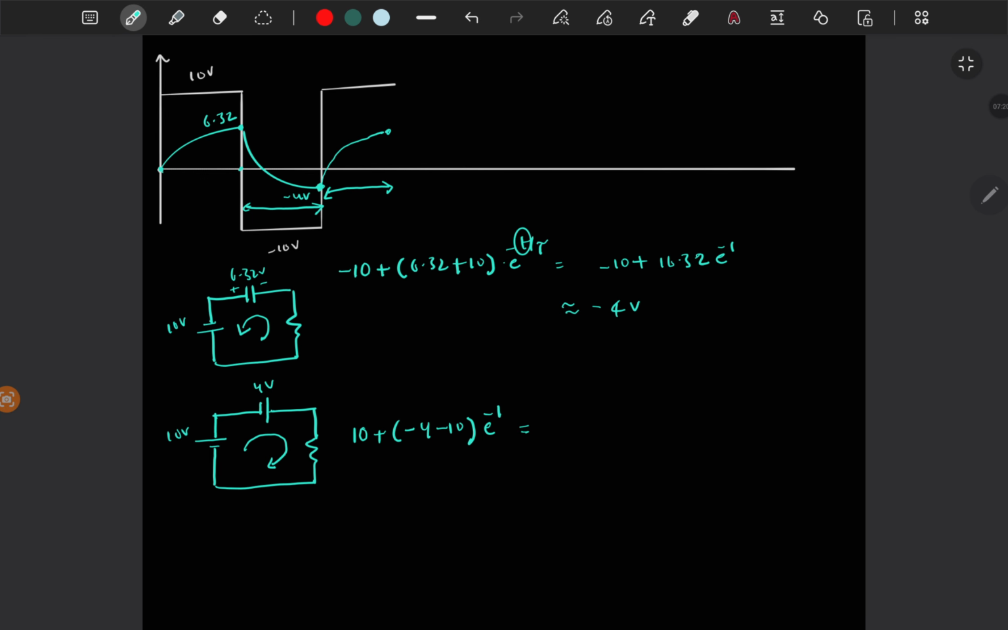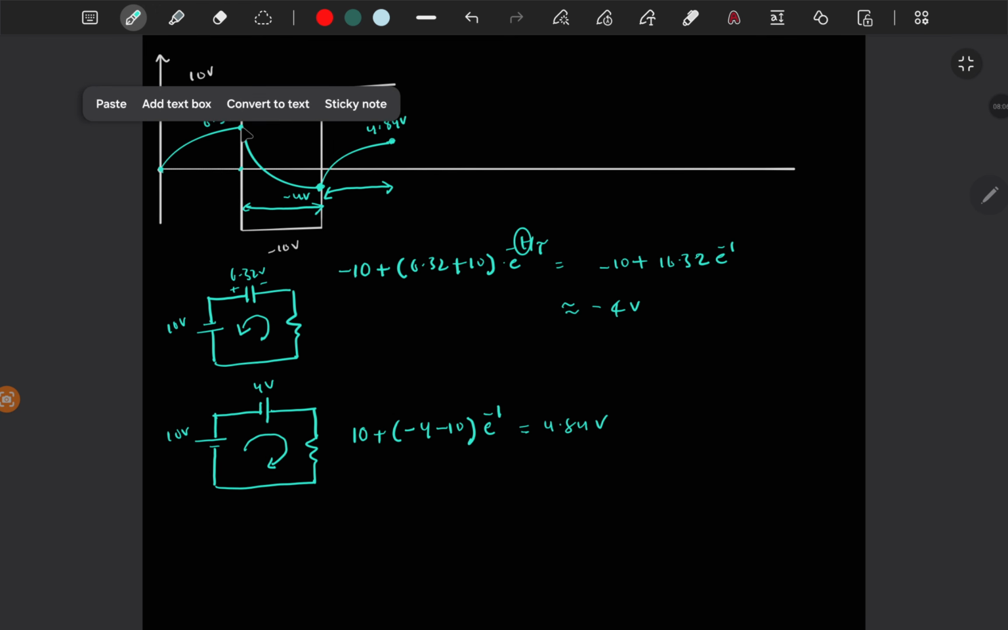So you will get e power minus 1 is 0.367 times 14, which is 4.84 volt. So definitely it cannot reach to 6.32. It will reach to less than 6.32. So we got 4.84 volt.